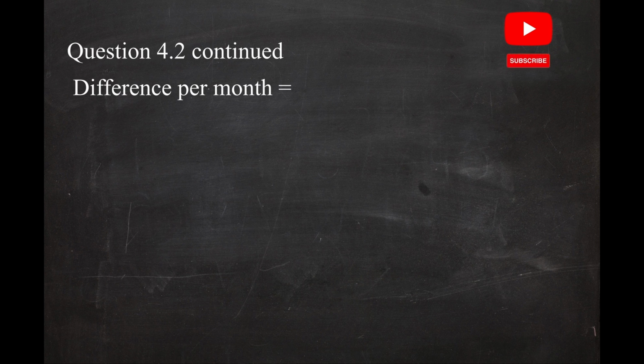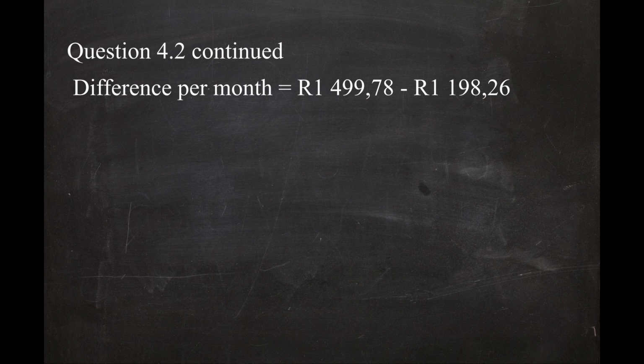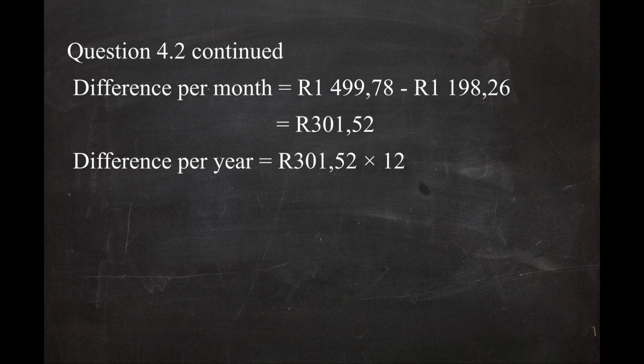So the difference in the total cost is 1,499 Rand 78 cents minus 1,198 Rand 26 cents, and this equals 301 Rand 52 cents per month. This amount must now be multiplied by 12 months of the year to get you the difference in the total cost per year. This will equal a difference of 3,618 Rand 24 cents per year.